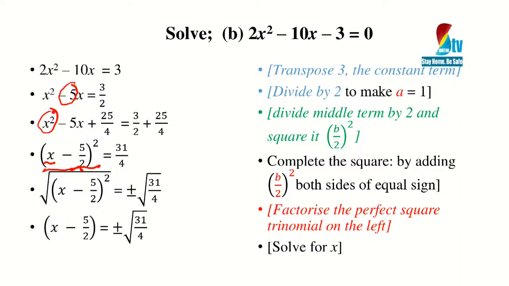Then we proceed to solve for x. Since it has been squared, we find the square root on both sides. If we take the square root of a constant, it is going to give us two values, a positive and a negative one.